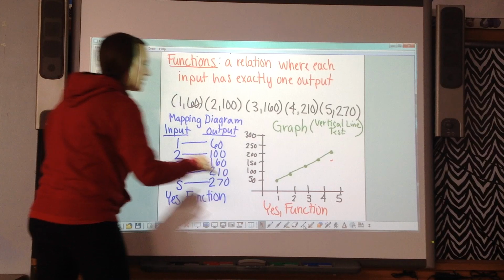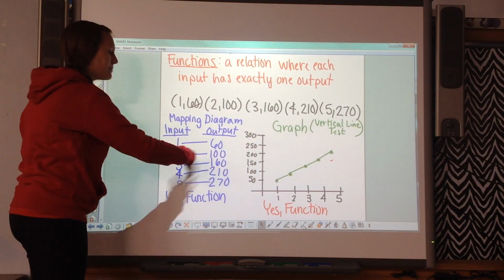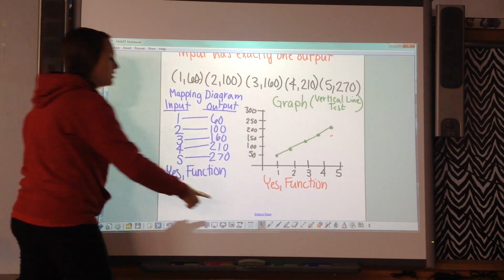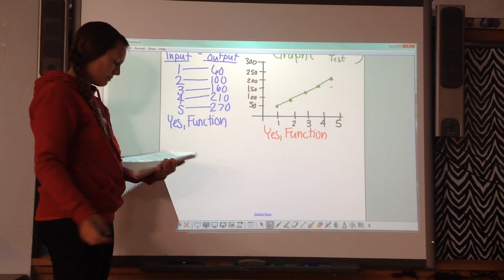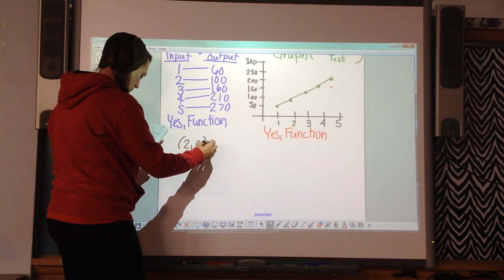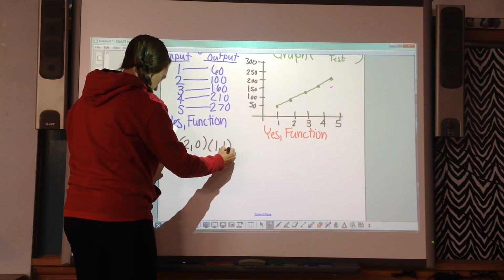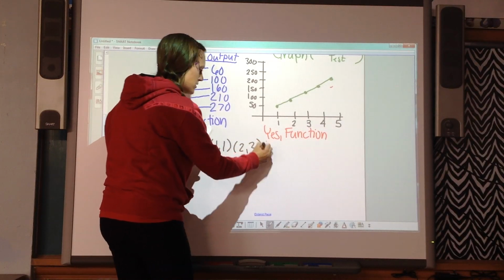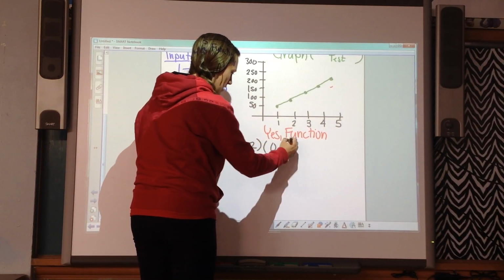So let's do one more example of this. I want to show you the opposite of what this would look like if it's not a function. So our next example is (2, 0), (1, 1), (2, 2), (0, 0), and (-1, 1).